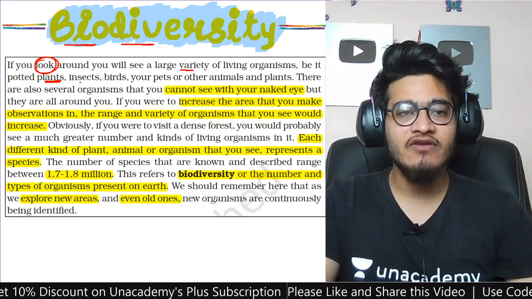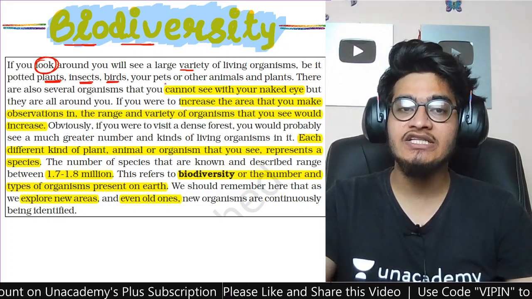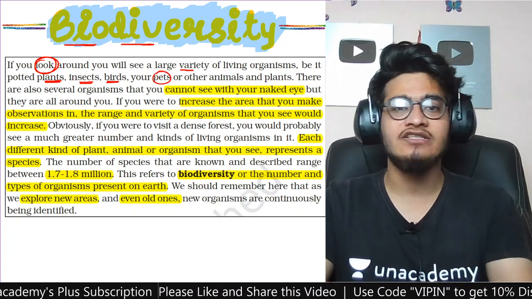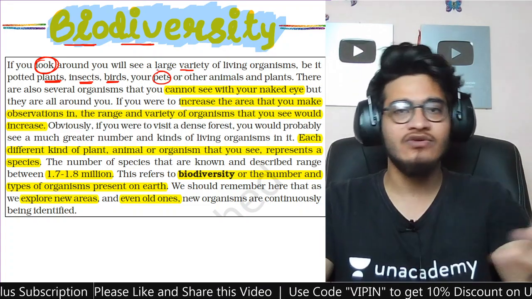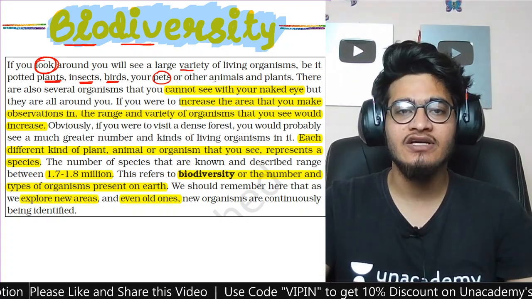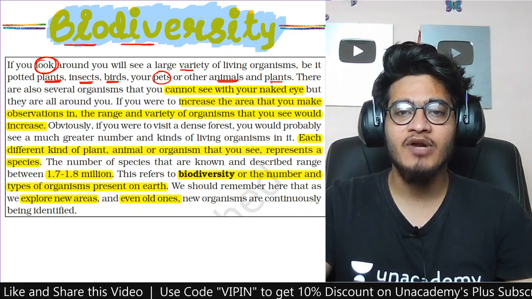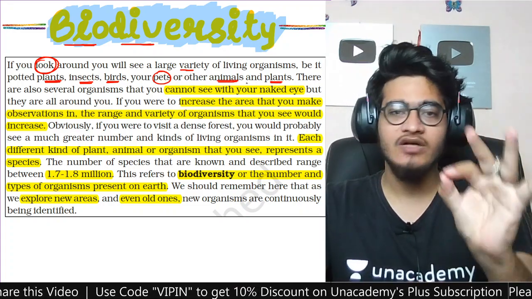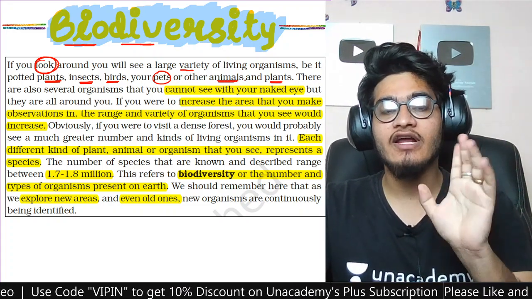You can observe insects around you, birds, your pets like cats, dogs, buffaloes, cows. You can easily observe them in the village areas, and other animals or plants could also be available. So all of these things are living organisms.